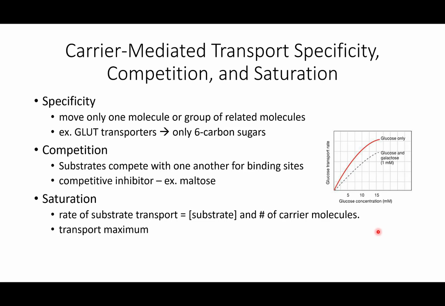At some point, we're going to have so much glucose present that all of our transport molecules will be utilized. And it doesn't matter if we bring in more glucose, we're not going to be able to transport any more. So we'd expect this to go up, and then it hits a concentration saturation point in which it doesn't matter if we put in more glucose, we're only going to be able to transport that amount. That's the transport maximum.